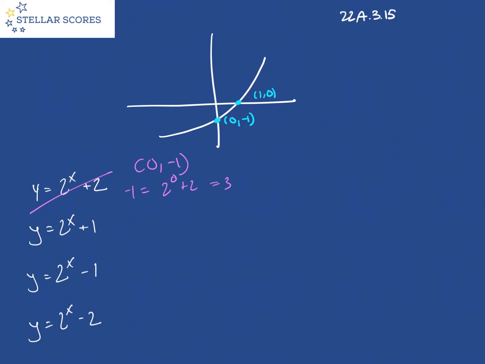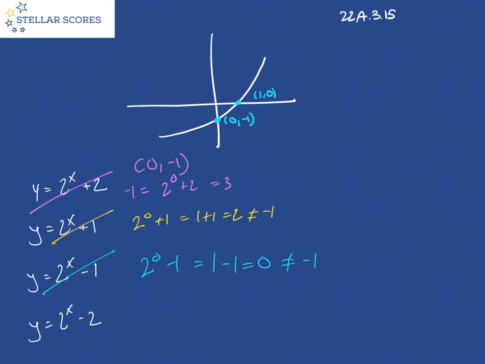Let's try the next one. 2 to the 0 plus 1 is going to be 1 plus 1, which is 2, which is not equal to -1, which is our y value here. So this one doesn't work. Let's try the third one. 2 to the 0 minus 1, that's going to be 1 minus 1, which is 0, which is not equal to -1. So this one doesn't work.